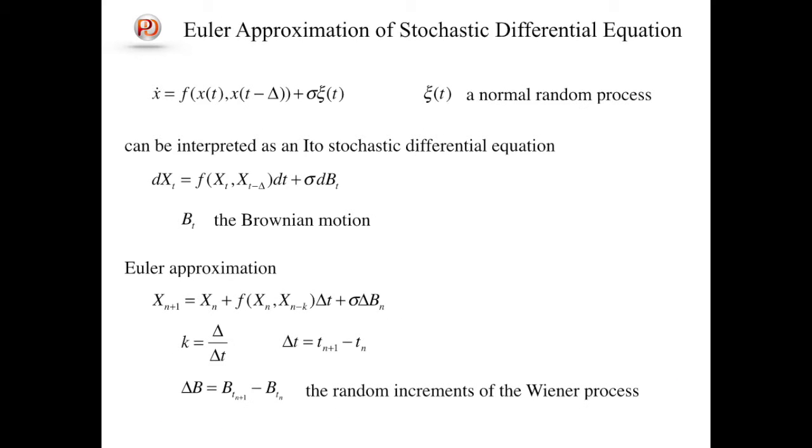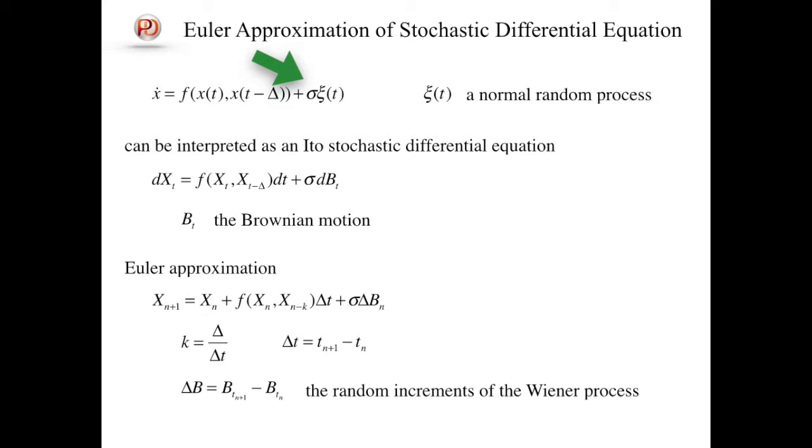The modification of the model is quite simple. However, it is better to explain the meaning of the modification before working on PhysioDesigner. What we need to do is to derive the Euler approximation of stochastic differential equations. In general, stochastic differential equations can be written as the top equation. Here, x is an arbitrary vector of dynamical variables, and xi is a normal random process.